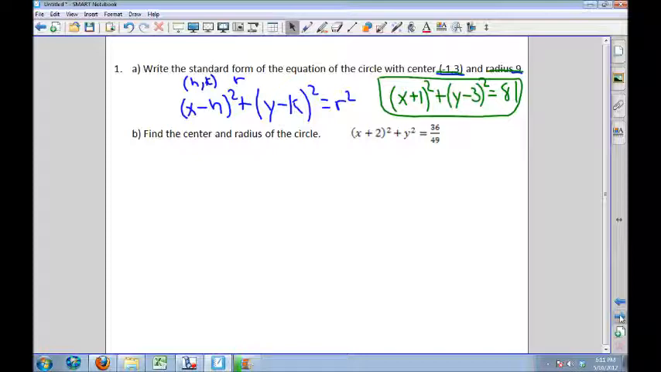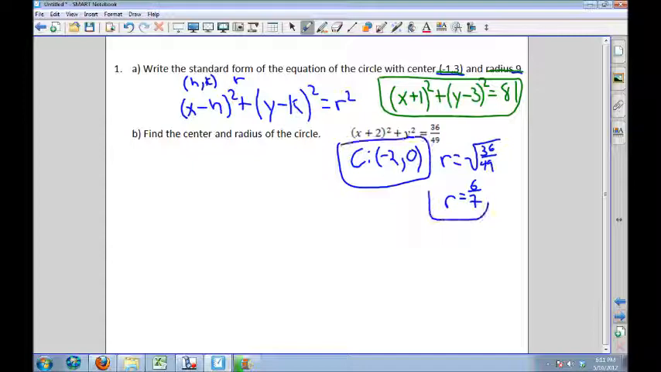If I'm writing the center and radius of a circle, so going backwards, here my center will be at -2 and 0. The y coordinate is 0 here. And my radius is the square root of 36 over 49. So my radius is 6 sevenths. Here's my center. Here's my radius.